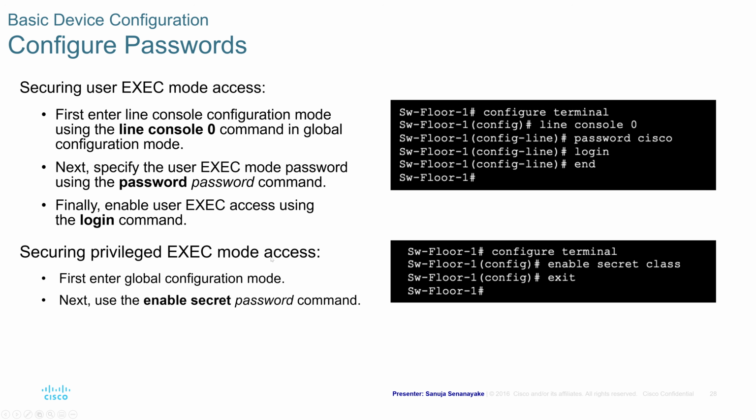To secure the privilege executive mode, first you need to enter the global configuration mode. Next, use enable secret and then enter the password. So what you do is config T, or configure terminal, and you go enable secret, and then your password, which in this case is going to be class. And in this case, instead of going to login, you're going to press enter, exit, and enter. And that will register class as the privilege executive mode password. Again, I will demonstrate this in a different video so you can have a better idea about how to navigate through these steps.